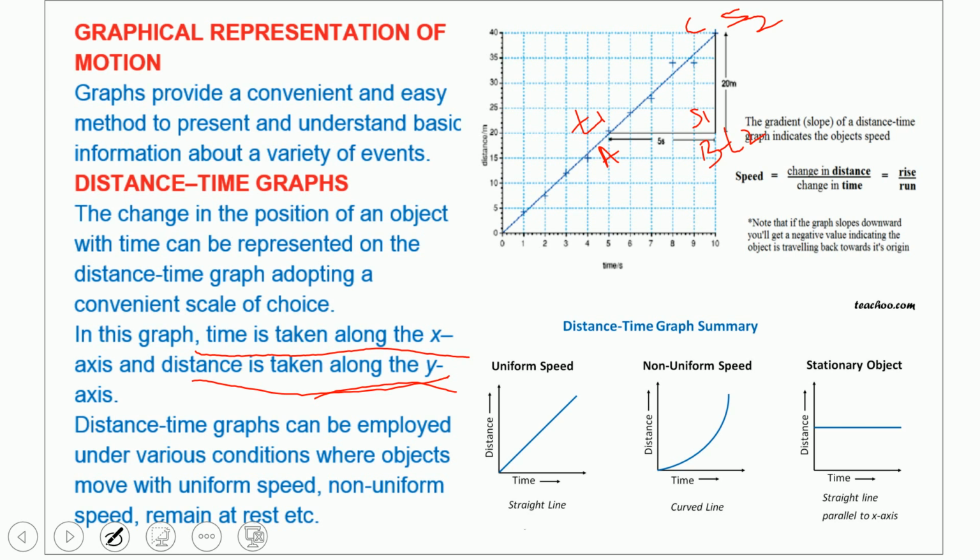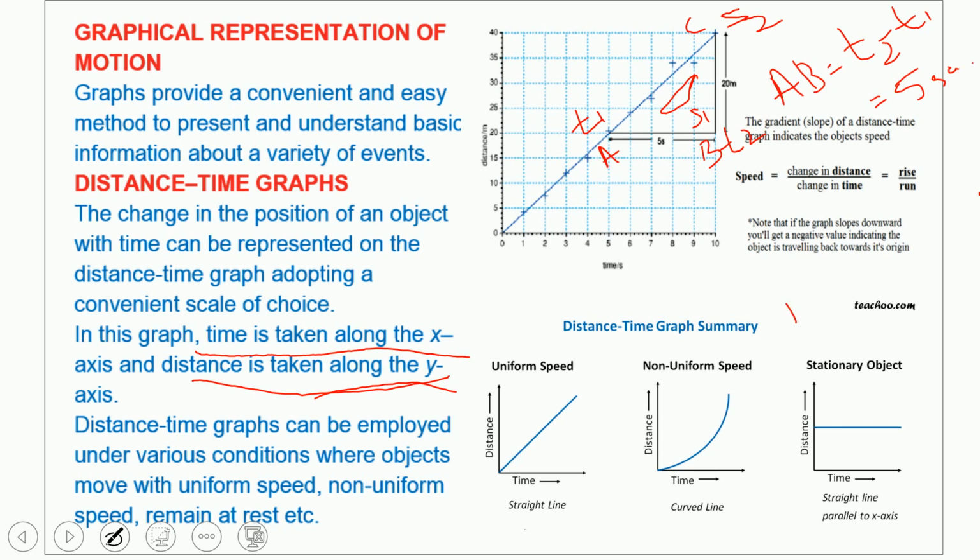Now look, in this triangle, AB is there. How can we find AB? What is T2? 10 is T2. What is T1? 5 is T1. So AB is equal to T2 minus T1, that is what you will get. It is 5 seconds.